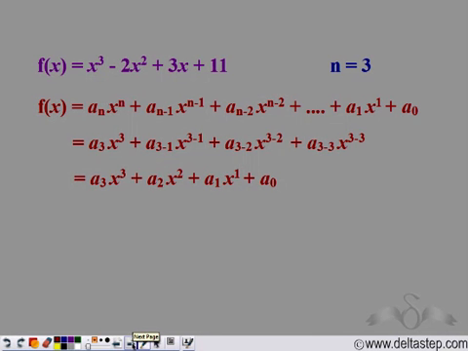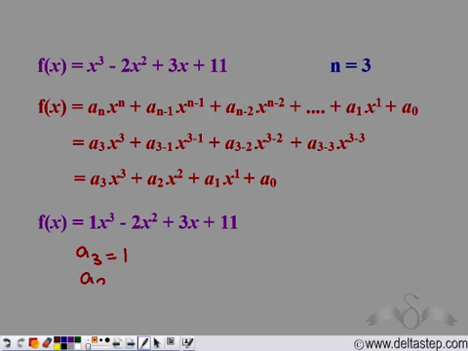Now this polynomial can be written as 1x cube minus 2x square plus 3x plus 11 because the coefficient of x cube is 1. We have not written any coefficient. That means the coefficient of x cube is 1. Comparing it with this general form, we get a3 is equal to 1, a2 is equal to negative 2, a1 is equal to 3 and a0, which is the constant term, is equal to 11.